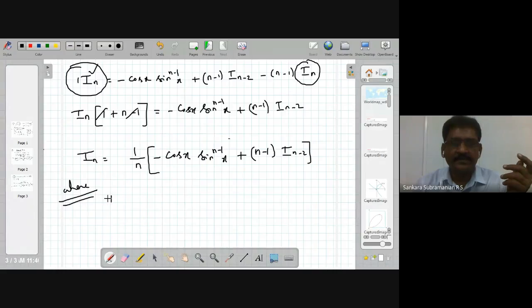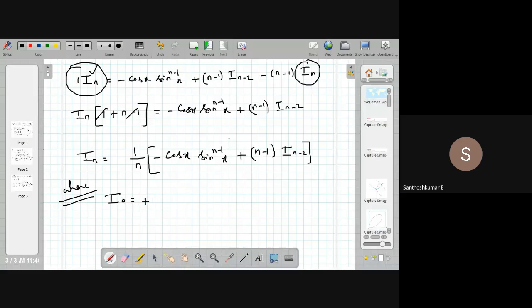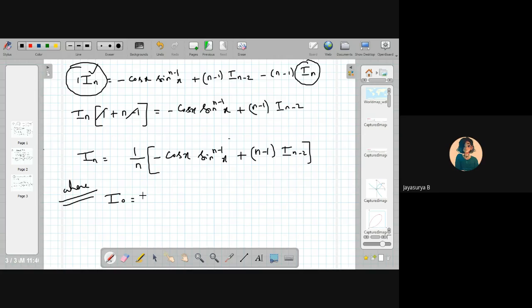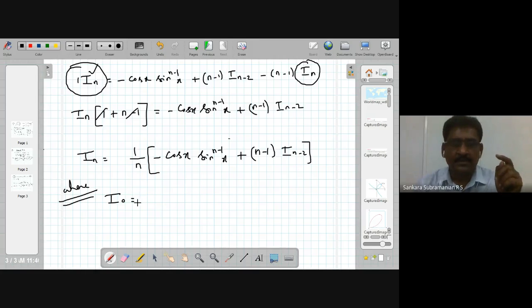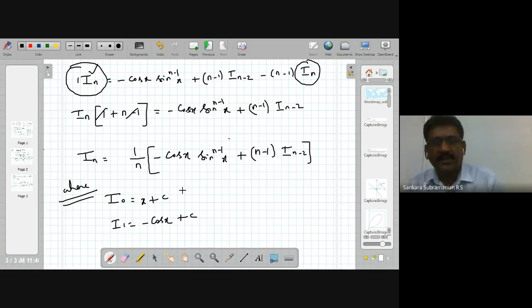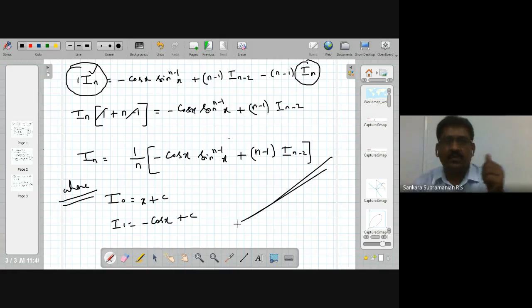What is I naught? I'm asking what is I naught? I naught is equal to x plus constant. What is I1? Minus cos x plus constant. That constant we will be adding later. So this completes the reduction formula.